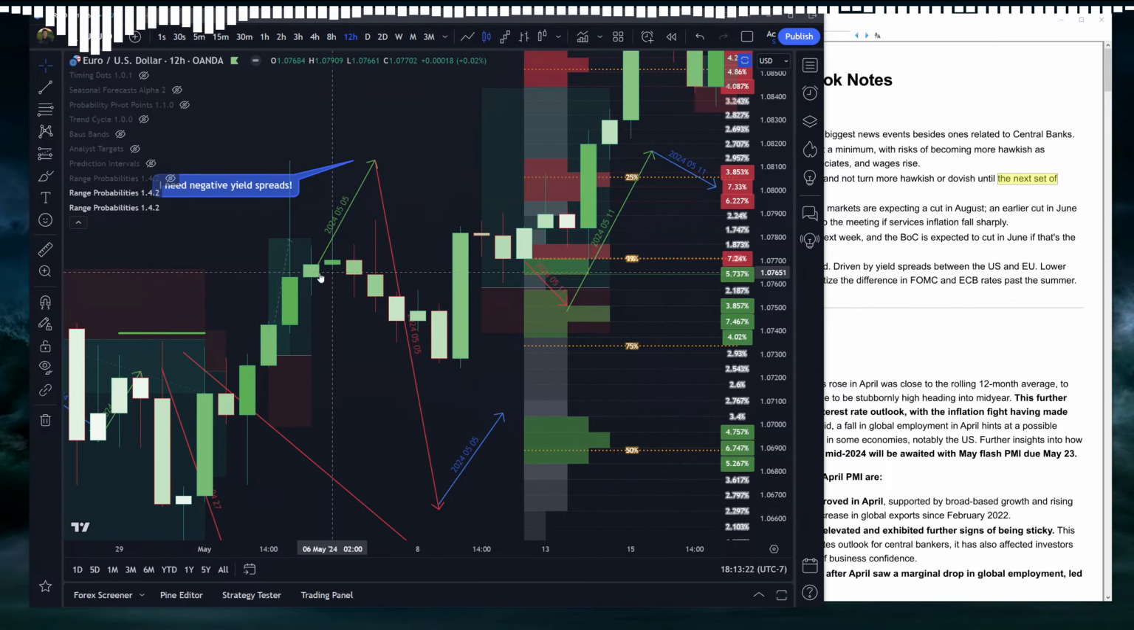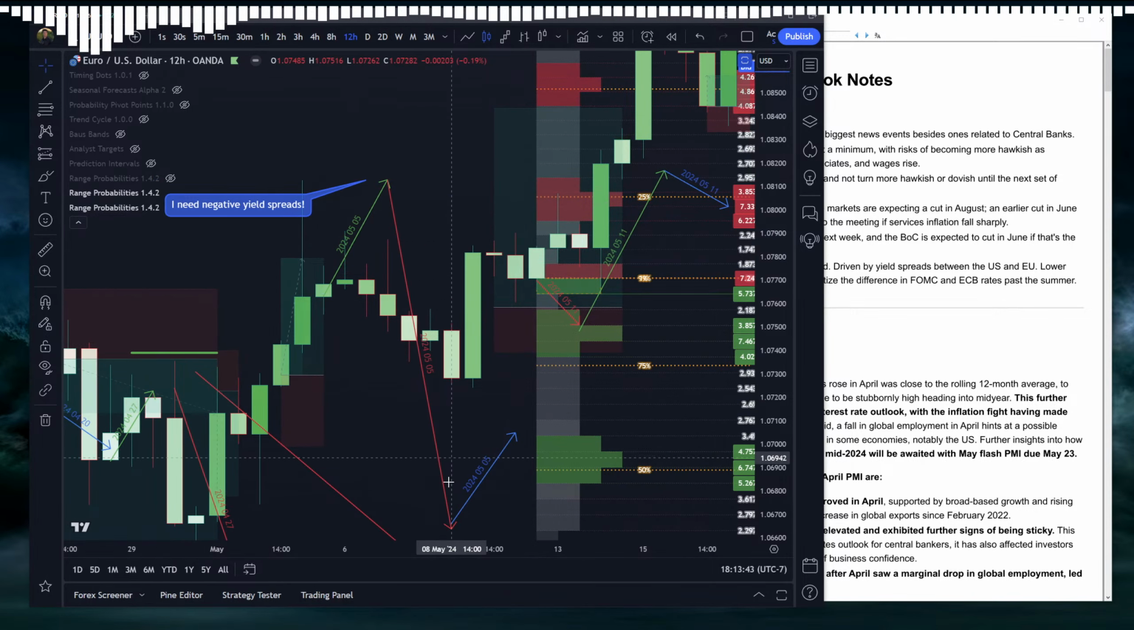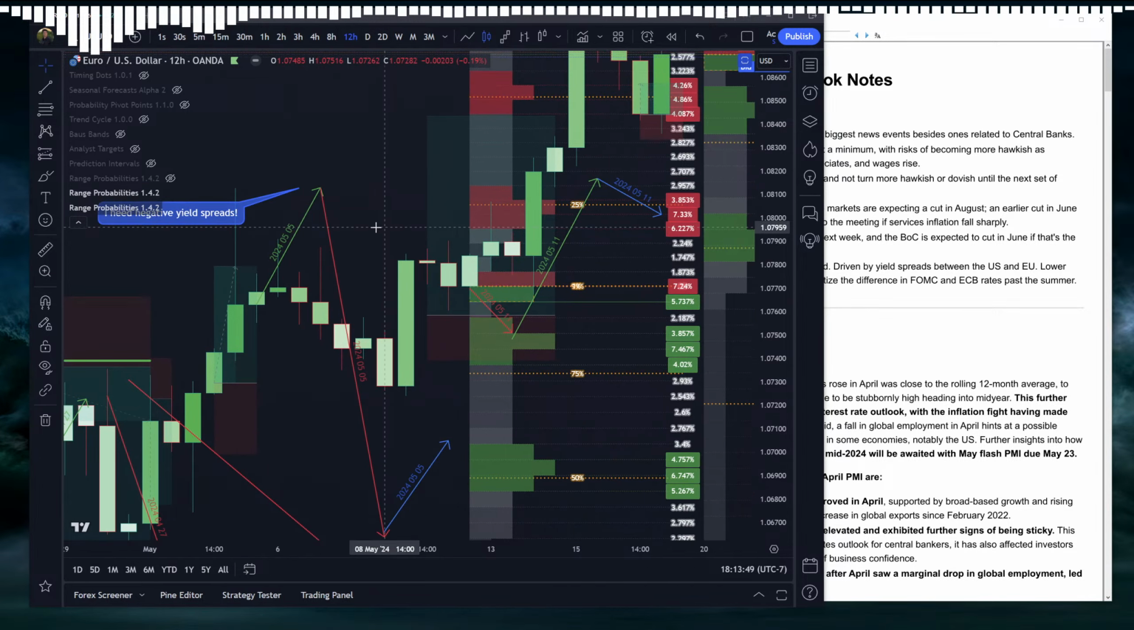And so when I was looking at my odds, I'm like, this is kind of what it's telling me to expect based on what I'm reading from the outlooks and these yield spreads and commentary that I'm reading from stuff that's not on the charts. I'm not so sure if this expectation is what I should be going with. So I need negative yield spreads, and boy, did I not get them.